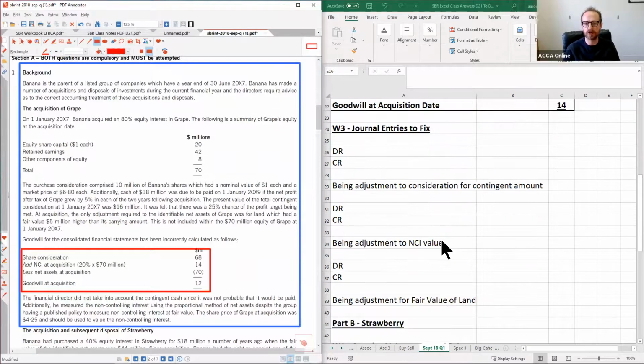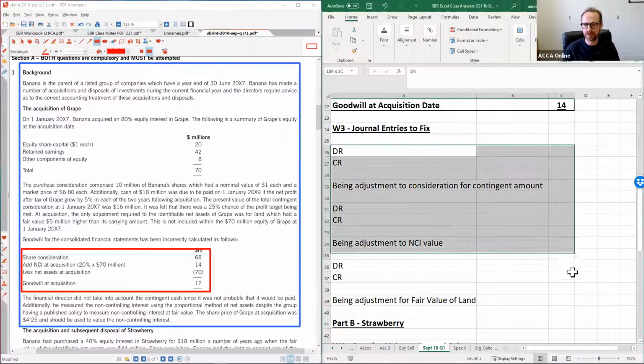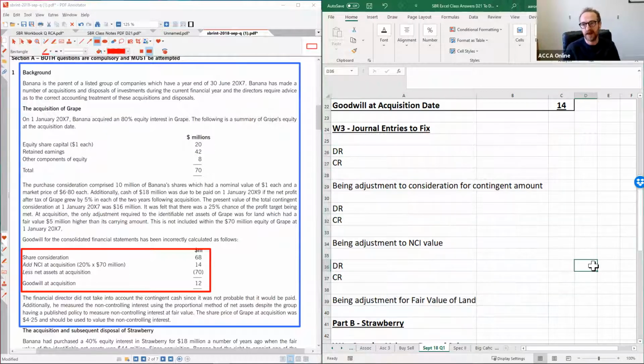So I have got your journal entries here, debits and credits. You need to adjust the contingent amount, the NCI, and the fair value of the land. It's not too difficult because it's all affecting goodwill. So you'd think one of the entries is going to have to go to goodwill each time, but I'm going to give you a few minutes. See if you can work out what the debits and credits will be here to make those adjustments. Okay, give you a couple of minutes.